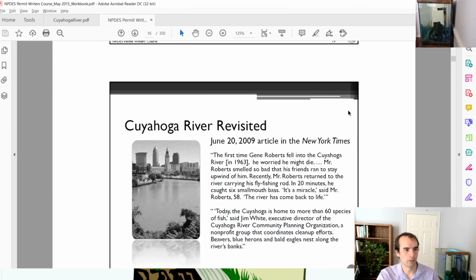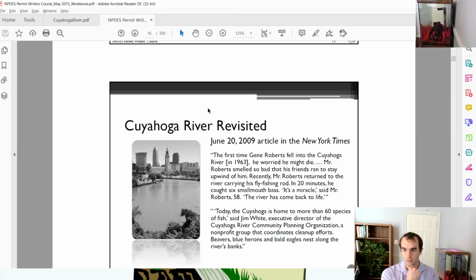Okay, I mentioned the ponds and lagoons. So I'll probably wrap up. I do want to scan through in a second to find those lists of the priority pollutants for you, but essentially we'll wrap up with this. So June 20th, 2009, again, and this one's in the New York Times. The first time Gene Roberts fell into the Cuyahoga River in 1963, he worried he might die. Mr. Roberts smelled so bad that his friends ran to stay upwind of him.